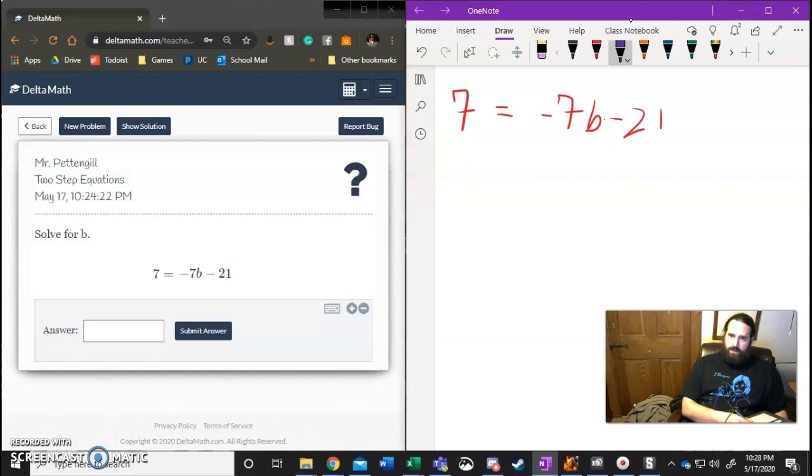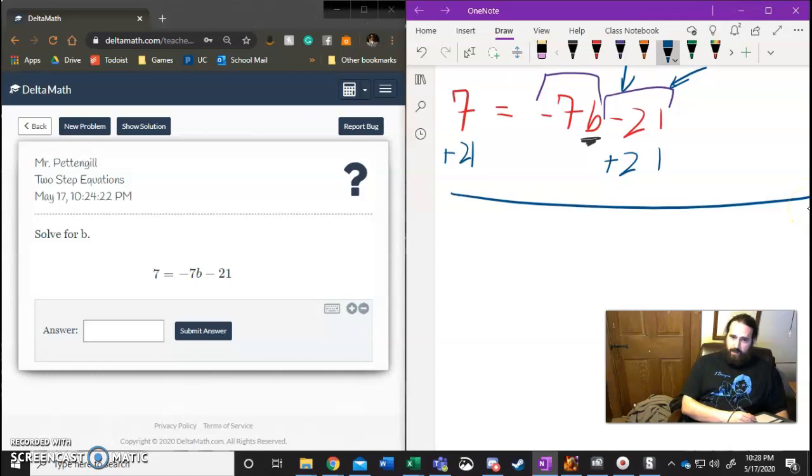So, opposites. I look at it one term at a time. These are the terms that are around the variable. I want to get rid of the numbers around the variable. I'm going to start with terms that feature no variables. So this is just a minus 21. The way we get rid of a minus is a positive. So I add 21 to both sides. And okay, that's 28 equals negative 7b.